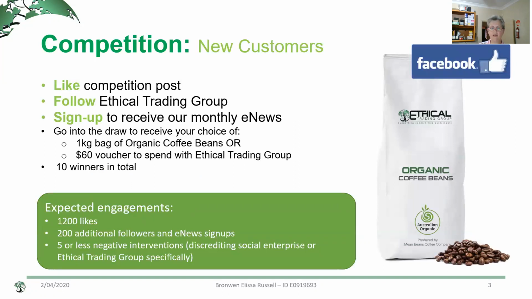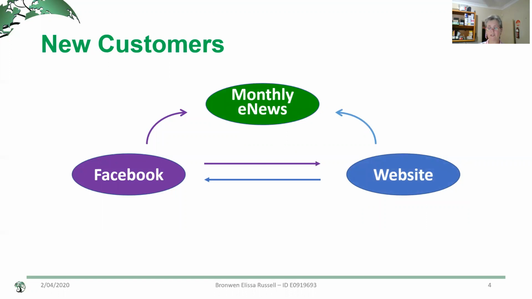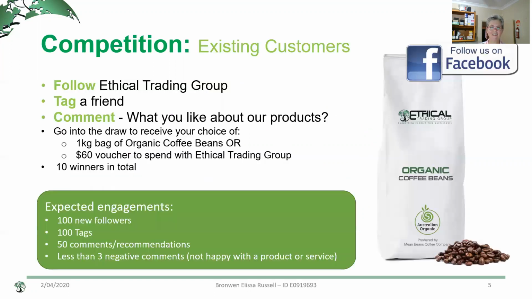Once we've done all of that, we will do a Facebook campaign. Now there'll be two parts. The first one will be for targeting new customers. With this, I'll be asking them to like the campaign competition post, follow Ethical Trading Group, and sign up to receive the emails, and hopefully we'll get around 1,200 likes, 200 additional followers and new sign-ups, and hopefully very few negative comments. Now this will be done through Facebook, driving traffic through to our website and to our sign-up platforms. We hope, of course, to get some sales as well, which then the customers will be encouraged to share their experiences on Facebook.